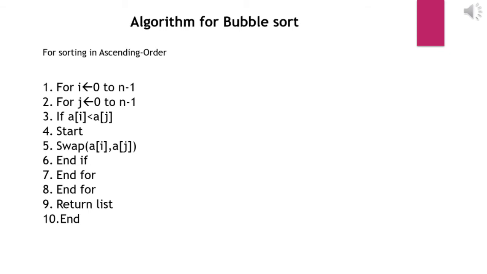Algorithm for bubble sort. An algorithm is a step-by-step procedure. It has a set of instructions. This algorithm is used to sort in ascending order.